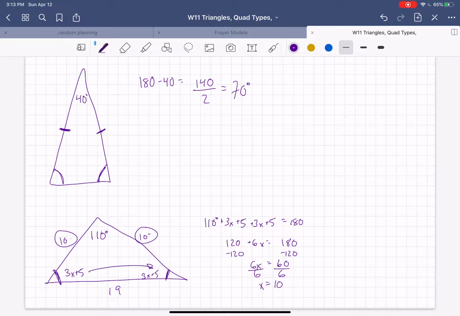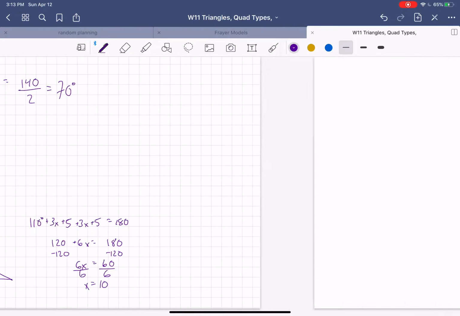We're not done yet, we need to plug it back in. 3 times 10 plus 5 is 35 degrees. Again, because it's isosceles, this one's also 35 degrees. We can check our work. 35 plus 110 plus 35 is 180. So that was the first 2 rules, properties of a triangle.